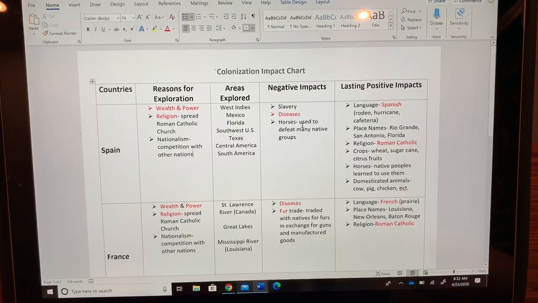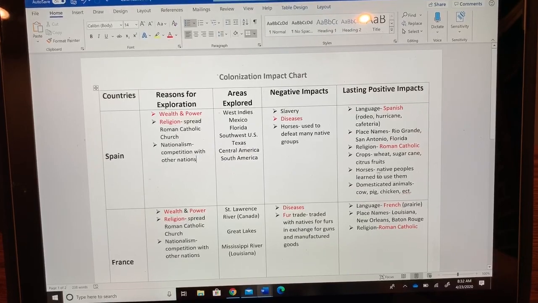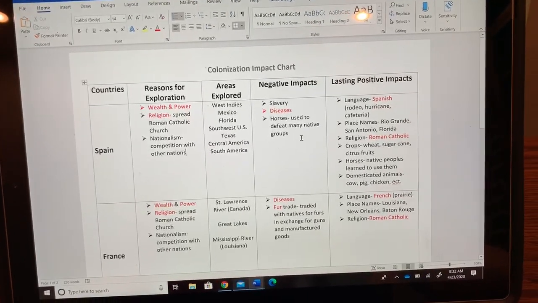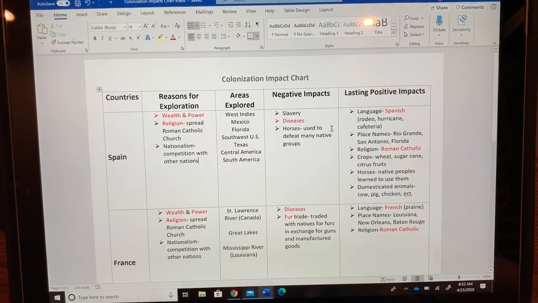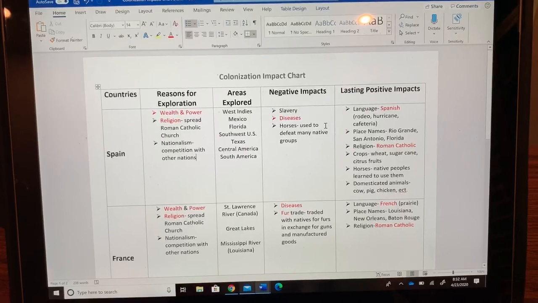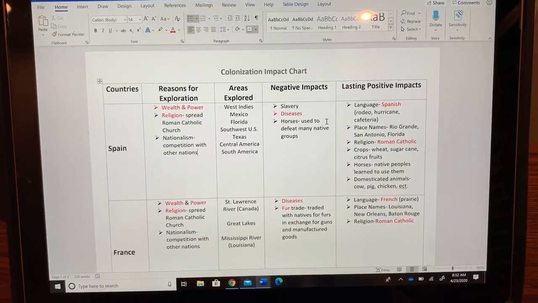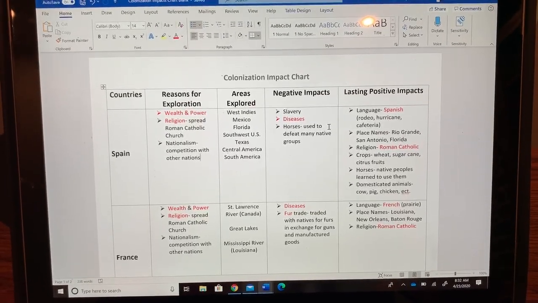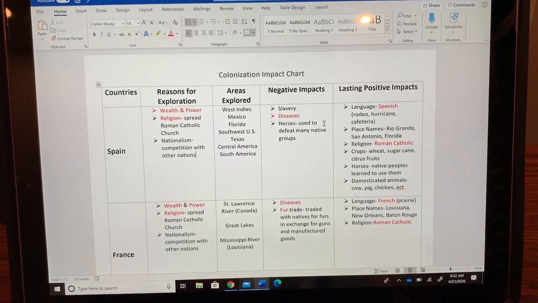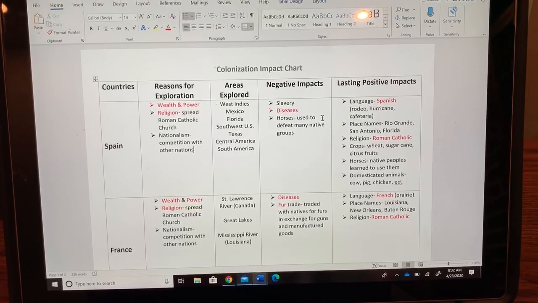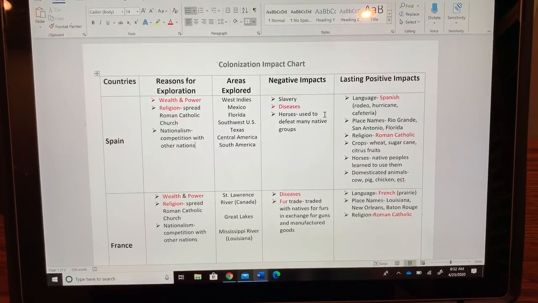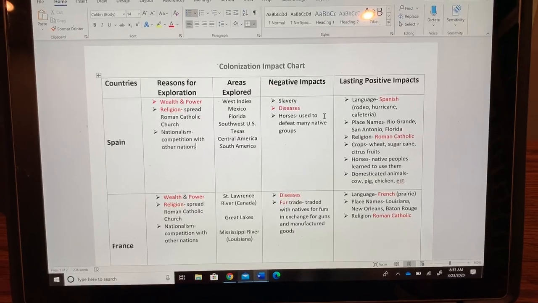And then horses. You're actually going to see that horses are on both sides. They are on negative and positive, and that's for a very specific reason. Horses were a negative thing in the very beginning because horses are not native to the United States or South America. They were brought with the Europeans, and they were used to defeat many of these native groups. It was one of the reasons that even though some of these European countries had less soldiers, they still defeated these Native Americans pretty easily because of horses and the weaponry that they had.